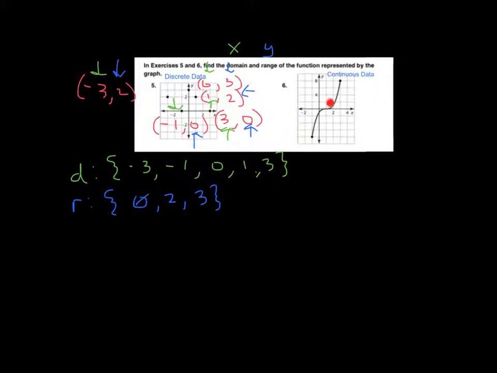Now for continuous data, it's a little bit different. And so we talked about this. We talked about that domain are the set of all your x values. So what you want to do is you want to go to your leftmost point and you want to draw a line that passes through it. Then you want to go to your rightmost point and draw a line that passes through it. Okay? That's going to show you the interval that you're trying to look at.